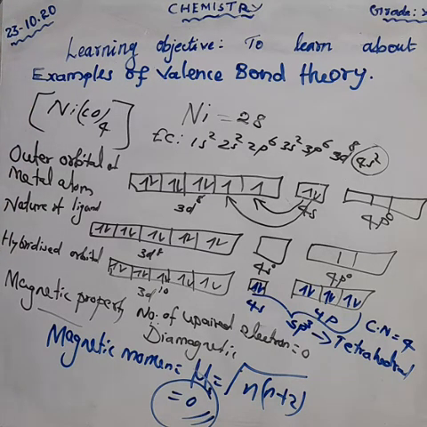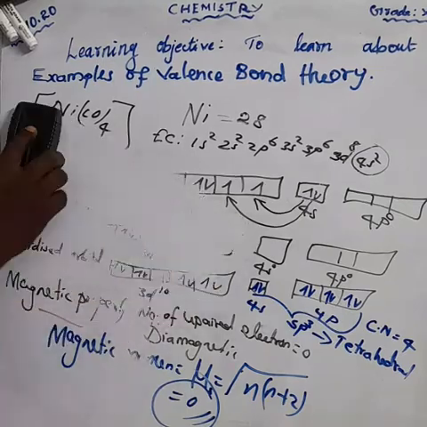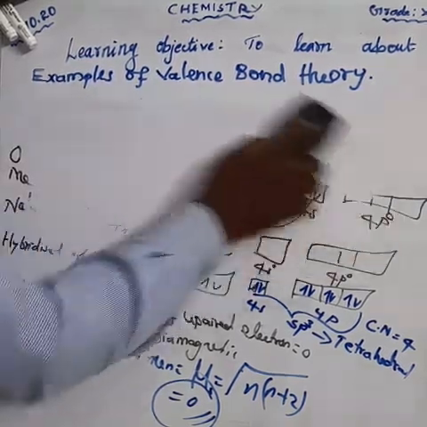Number 1, first complex, that is Ni(CO)4. It's a very important question. Next, we can take another example. What is that example? That is [Ni(CN)4]2-. Another example. Did you understand about this one? It's a very important question. If you have any doubt, please call me. Okay. Next one.